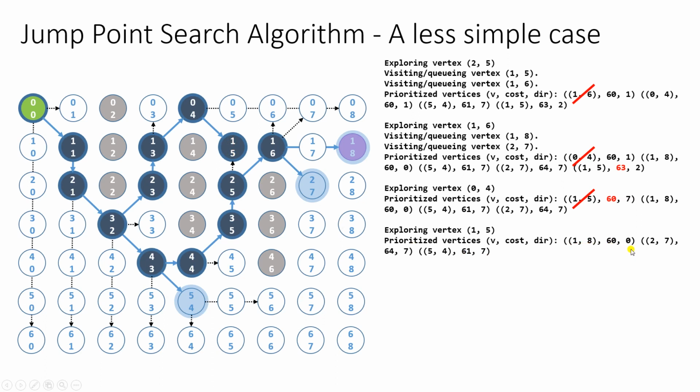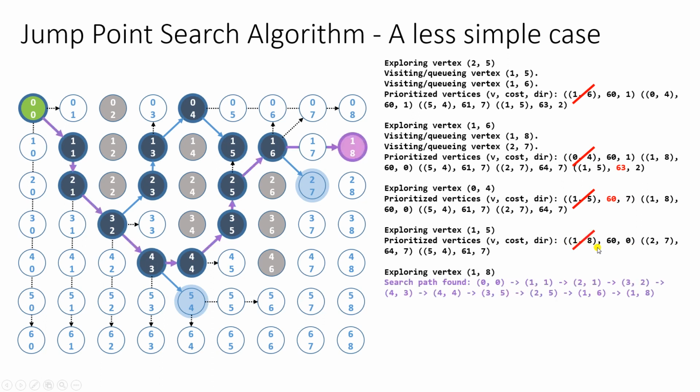We will now process or explore, whichever term you like better, vertex 1, 8, and by doing that the algorithm will recognize that vertex 1, 8 is our goal vertex, and we will reconstruct our search path all the way to the beginning, and we will see that there is a way from vertex 0, 0 through 1, 1, 2, 1, 3, 2, 4, 3, 4, 4, 3, 5, 2, 5, 1, 6, and to the goal vertex 1, 8. This is our search path.